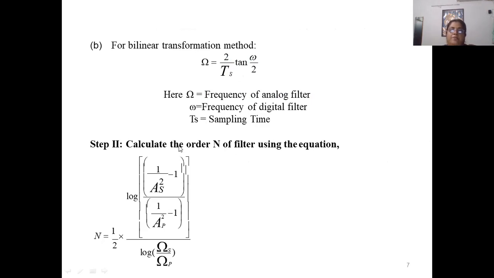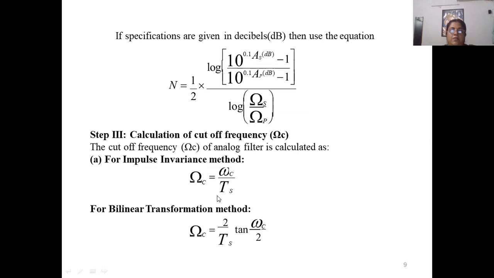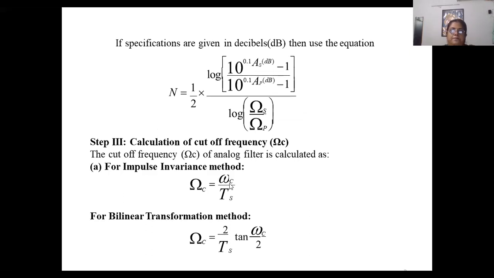Here we calculate the order n of the filter using the following equation. If the specifications are given in dB, then the equation is used as given, and n is equal to this formula.